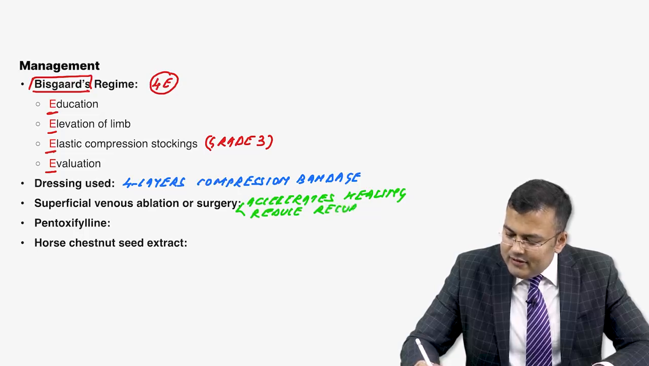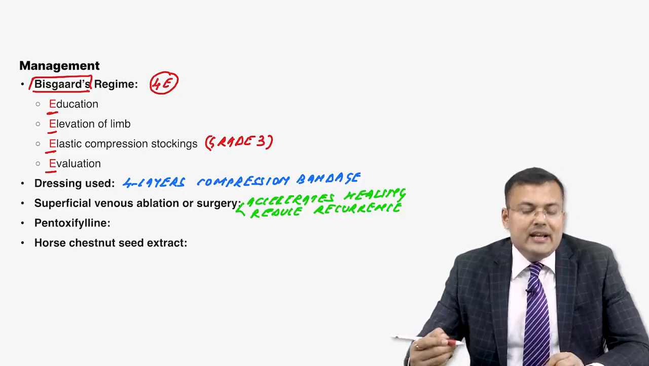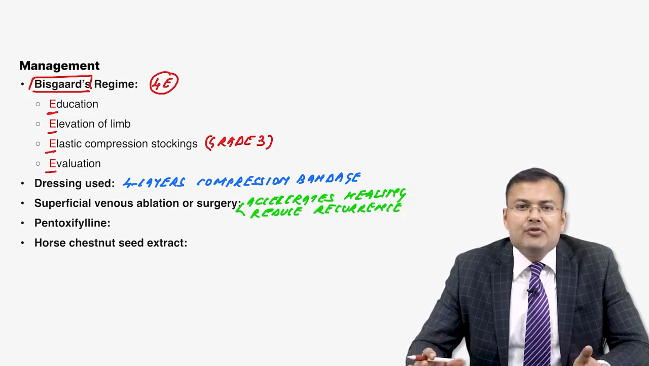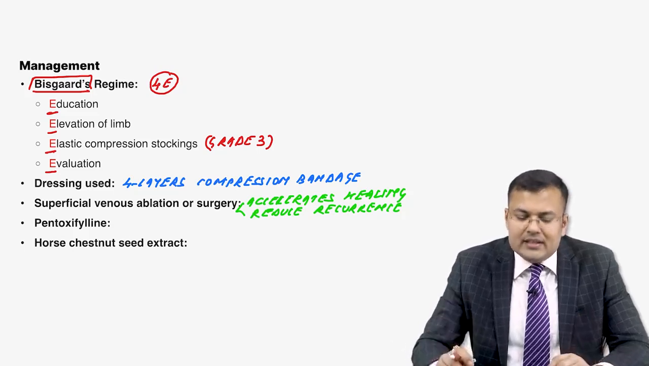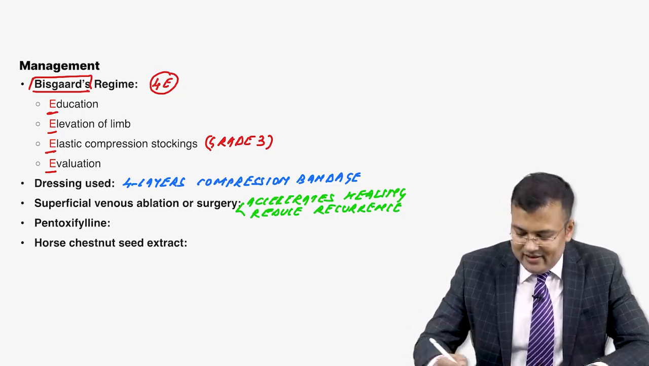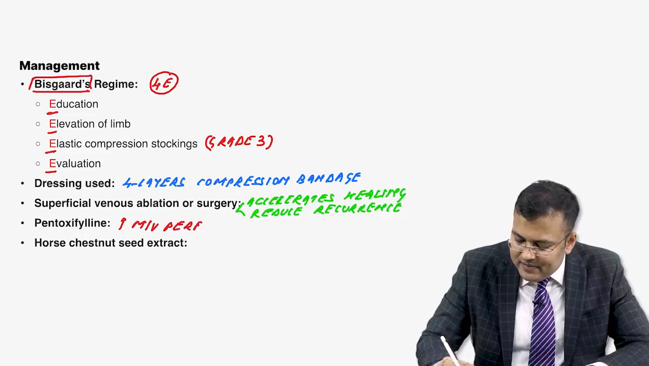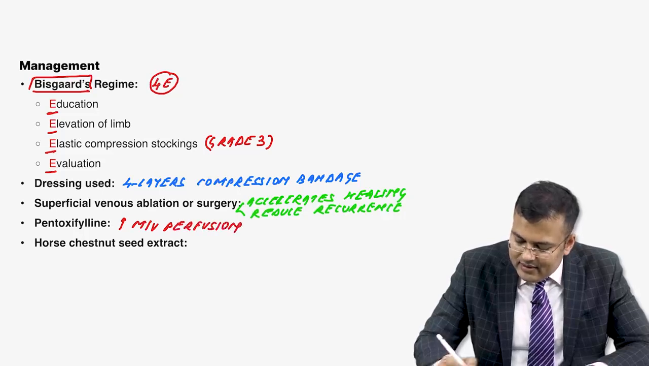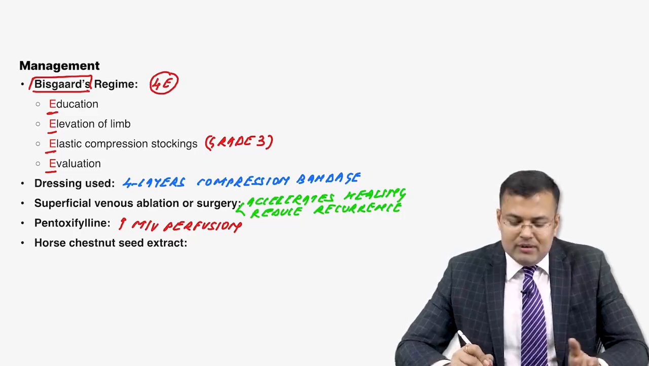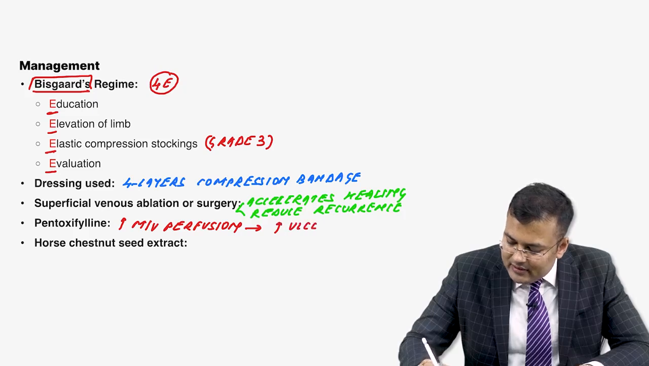There is a drug which we are using, and this is pentoxifylline. What's the name of the drug? It is pentoxifylline. It increases microvascular perfusion, and since it is going to increase the microvascular perfusion, it is going to augment the ulcer healing. Important point, pentoxifylline. Latest update: increases microvascular perfusion, and that's why it is going to augment ulcer healing.